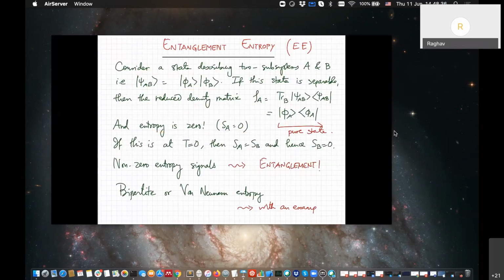This is a very important idea: when the two subsystems are not entangled, then entropy is zero. If this is at zero temperature, then SA is also equal to SB and SB is also zero. So if we have a non-zero entropy, that signals that there's entanglement between A and B, right? And often we look into what we call the bipartite or von Neumann entropy of two systems A and B. We will do a very small example of this, in which we'll actually see how to code this in the next 10 minutes. So we want to calculate the entanglement entropy and we'll see how that is possible using Python.